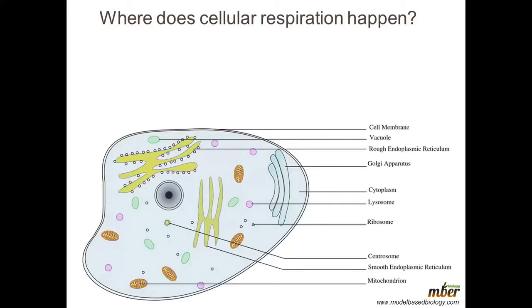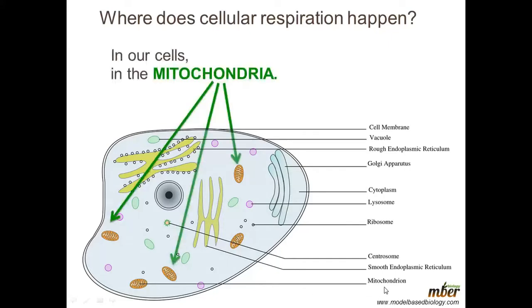Okay, so where does cellular respiration happen? Here you have an image of the cell, right? And you've got different pieces in the cell. Maybe you recognize some of these things from middle school, this general diagram, right? And then what we're going to focus on today are these little things. Do you remember what those are? If you don't, it tells you actually the mitochondria. So in our cells, in the mitochondria is where cellular respiration happens.